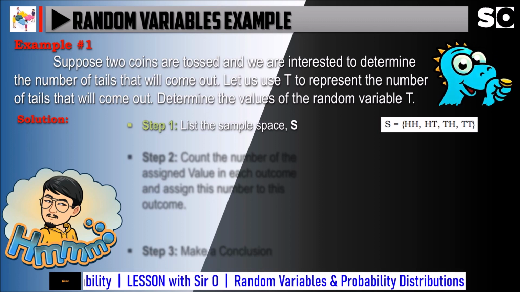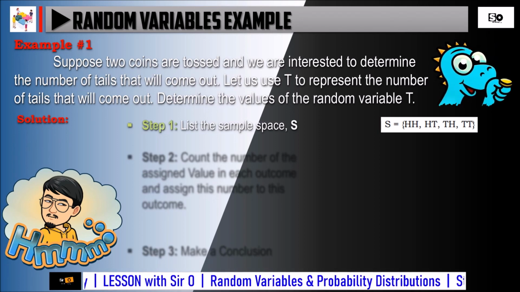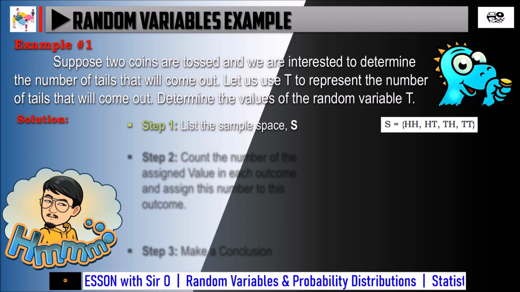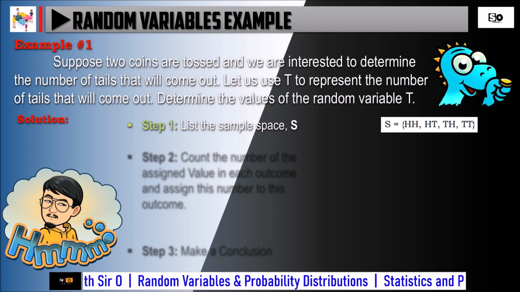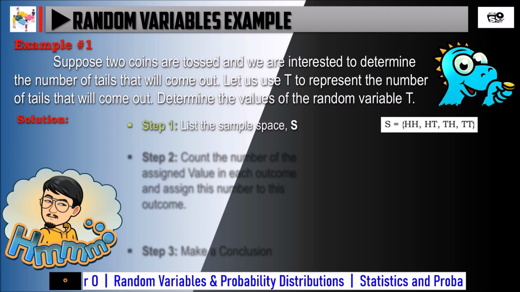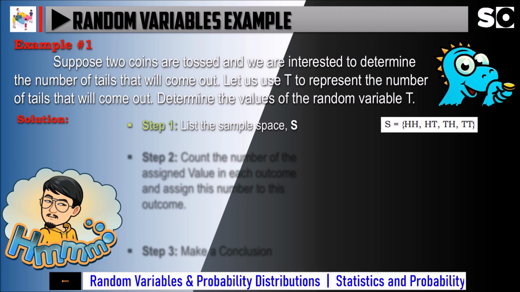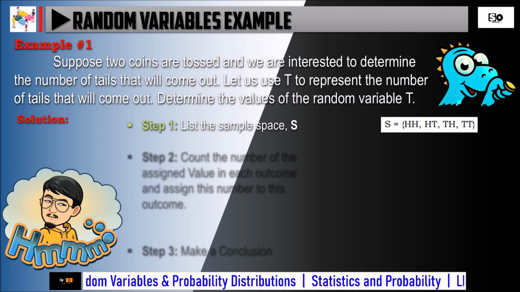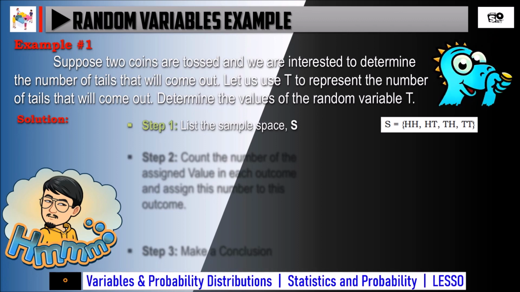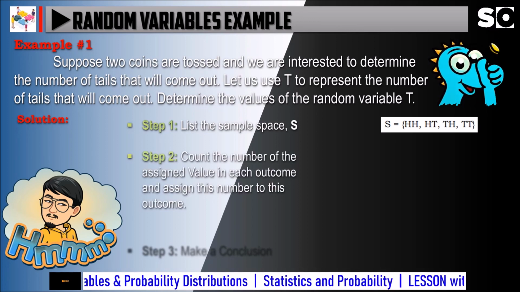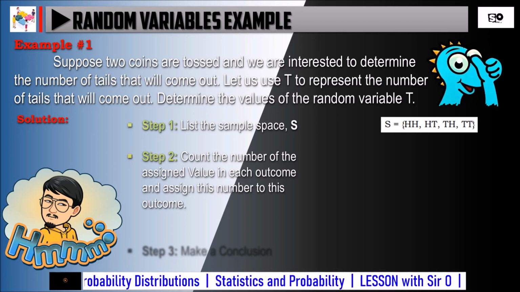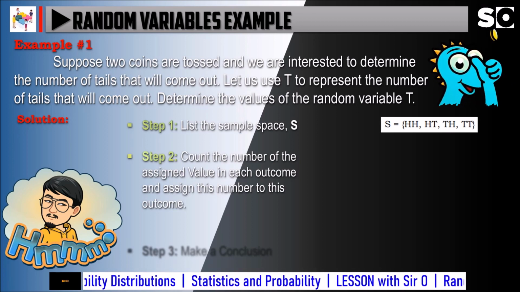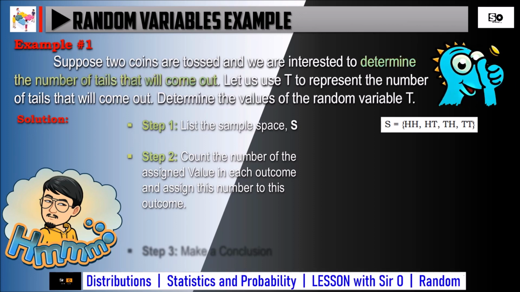For this example, after tossing 2 coins, the sample space is HH, or head and head, HT, or head and a tail, TH, or tail and a head, and last is TT, or tail and a tail. Step 2. Count the number of the assigned value in each outcome and assign this number to this outcome.